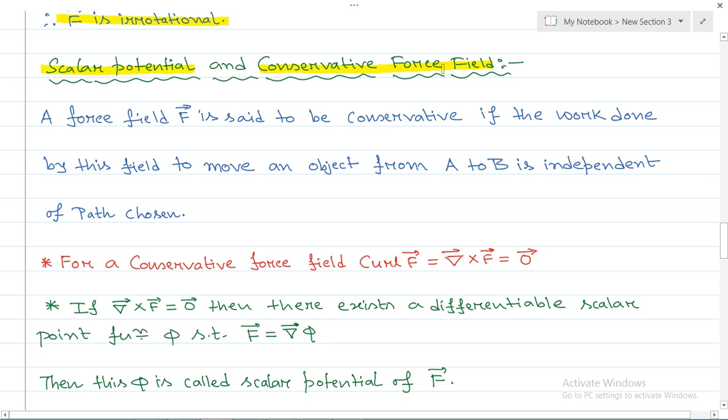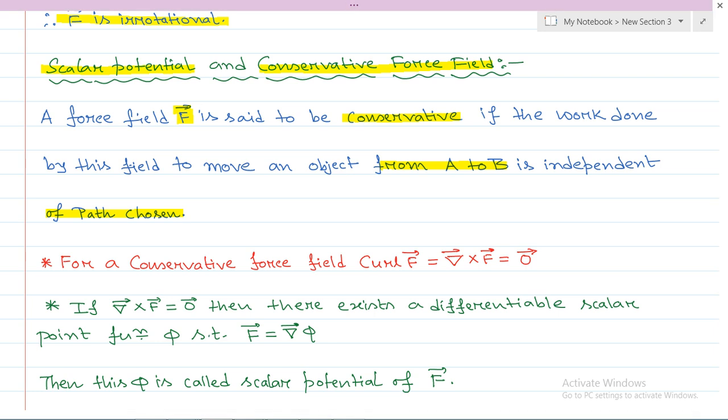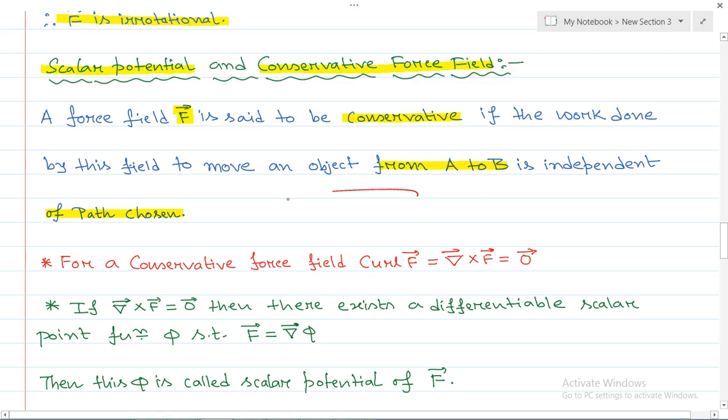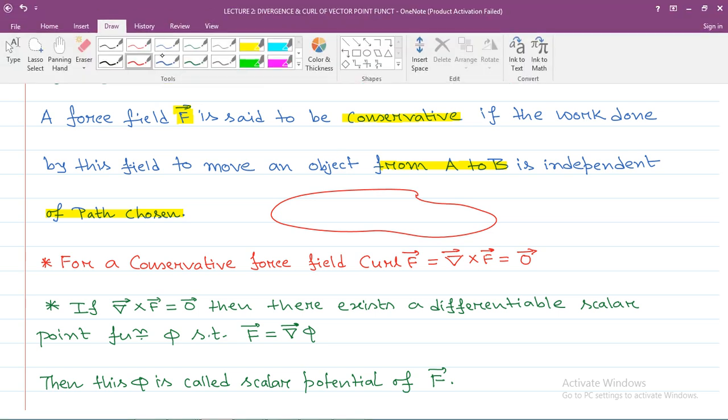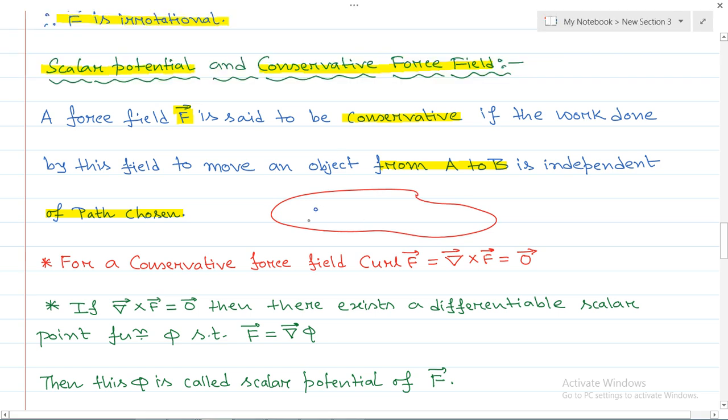Suppose we have a force field, F vector, which is a vector point function. Definitely this vector point function is said to be a conservative force field if the work done by this force field to move an object from point A to B is independent of the path we are choosing. Suppose this is a region which is a conservative force field region, and within this region we have 2 points, say this is A and this is B.